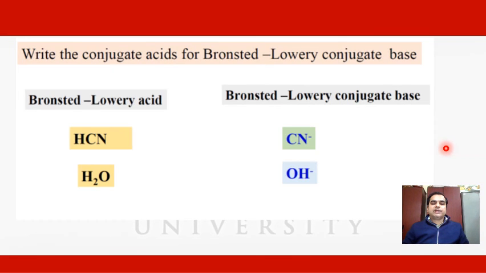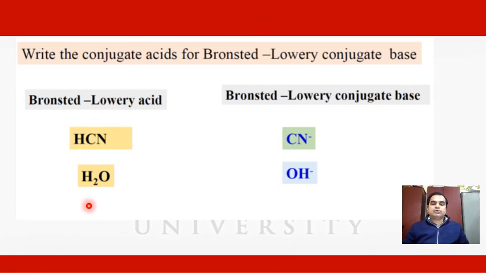Now write the conjugate bases for Bronsted-Lowry acids. Suppose we have these Bronsted-Lowry acids. We know that according to the Bronsted-Lowry definition, acids are the substances that can donate an H plus ion to other species. In this case, this is hydrogen cyanide. If it donates the H plus ion to another species, it forms the cyanide ion. So this cyanide ion will be the Bronsted-Lowry conjugate base for this HCN molecule.